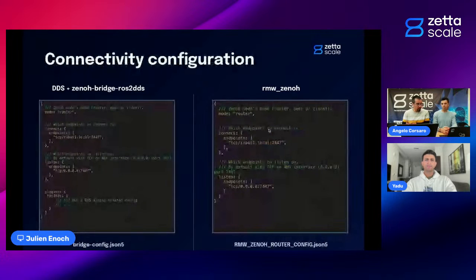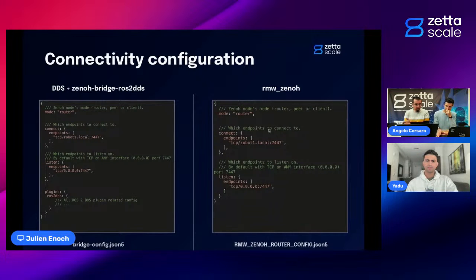Now, with regard to the configuration, in both cases, the bridges and the Zeno router, you're using a Zeno configuration, which is a JSON file. By the way, it can also be a YAML file, because Zeno also accepts YAML syntax for the configuration file.